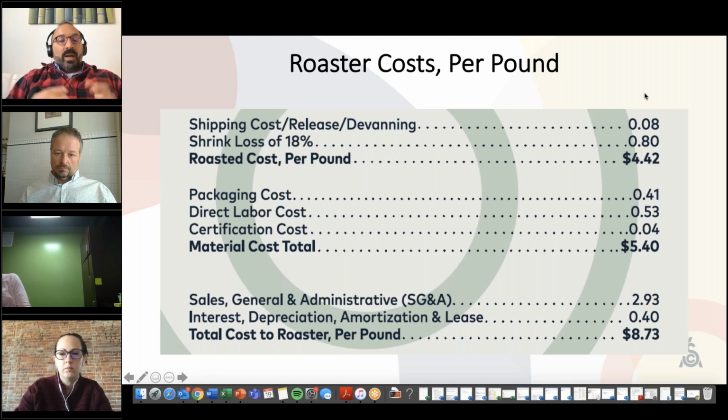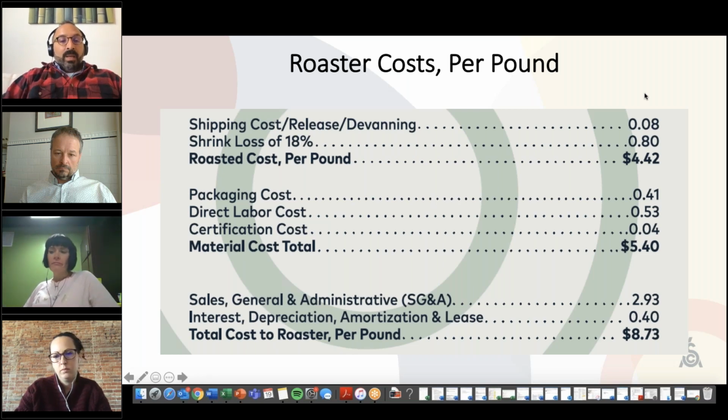But oftentimes the roaster has at least some visibility on the importing side. But now we're shifting into the elements that the roaster has direct control of. So I'll walk these through and discuss them a little bit, and then we'll move on to the next phase, which is the retailer phase. So the first element here is shipping costs.